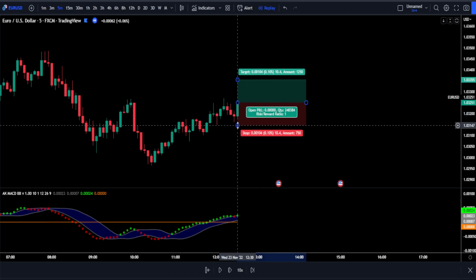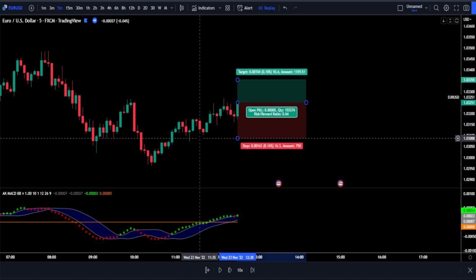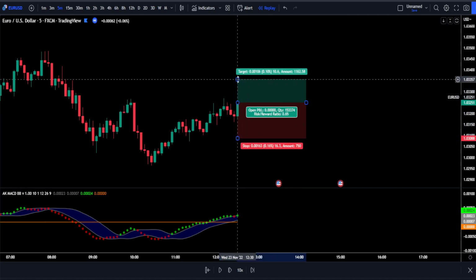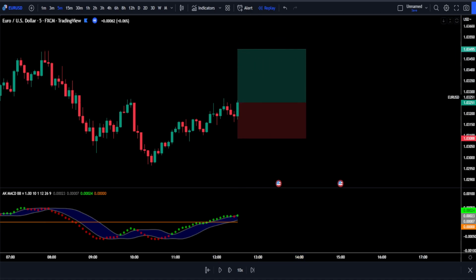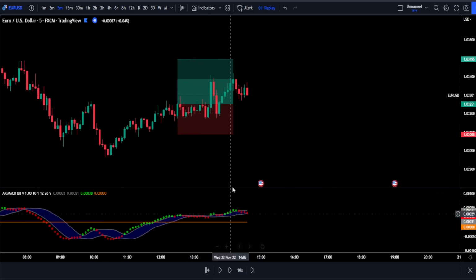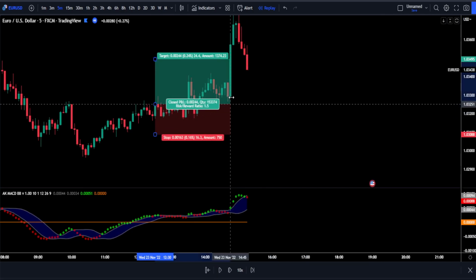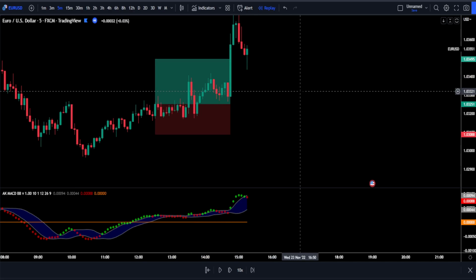You can bring your stop loss down towards the most recent swing low, and for our take profit target, we will go for a 1.5 risk to reward ratio. And we see that this trade managed to be successful.